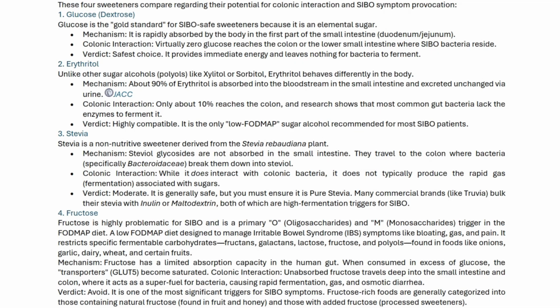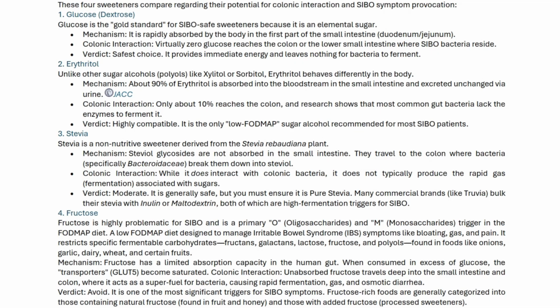The comparison of 4 sweeteners regarding their potential for colonic interaction and provocation of SIBO symptoms reveals distinct characteristics. Glucose, or dextrose, is identified as the gold standard for SIBO-safe sweeteners due to its rapid absorption in the small intestine, resulting in virtually no glucose reaching the colon. This makes it the safest choice, providing immediate energy without leaving fermentable material for bacteria.